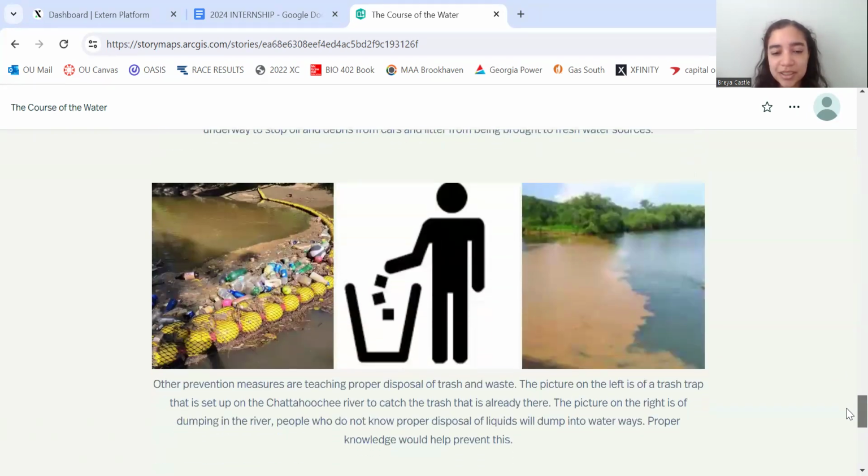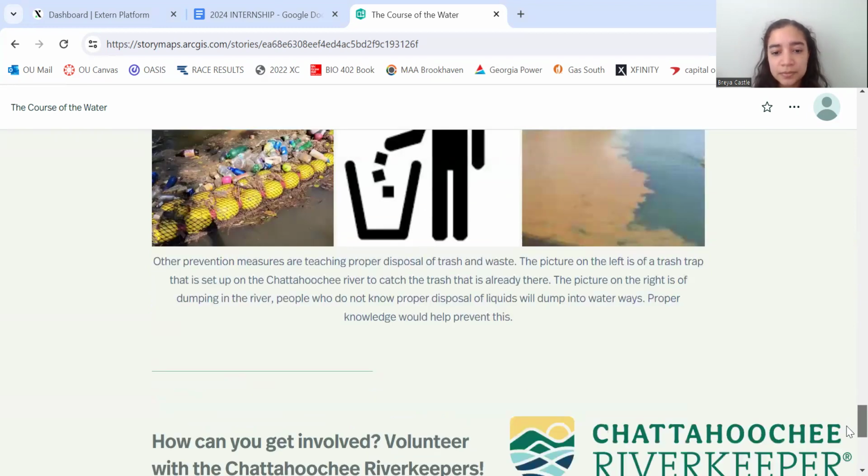Other prevention methods are proper knowledge and teaching people how to properly dispose of both trash and liquids, because a lot of chemicals get dumped into the river, not just litter.